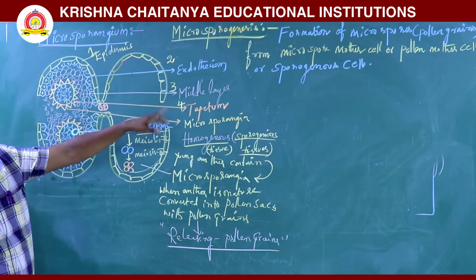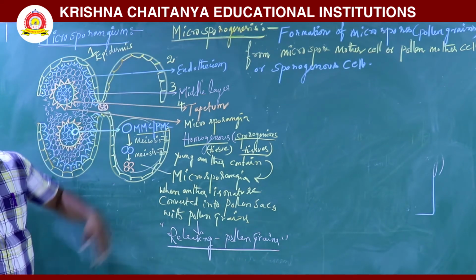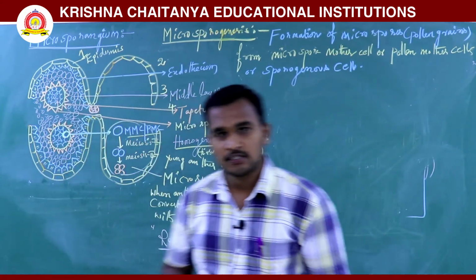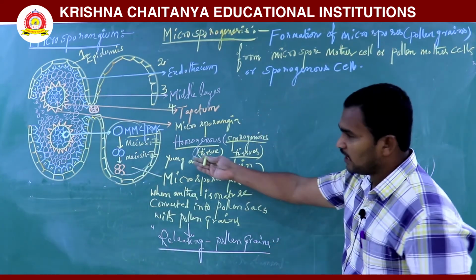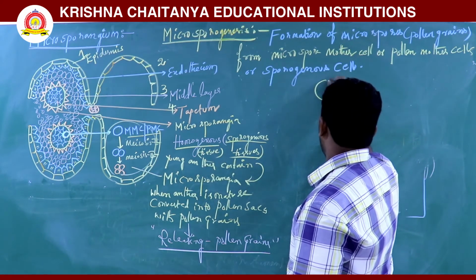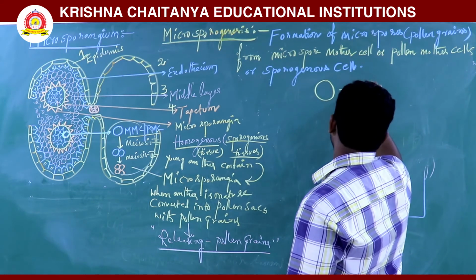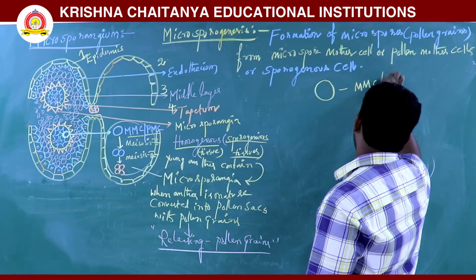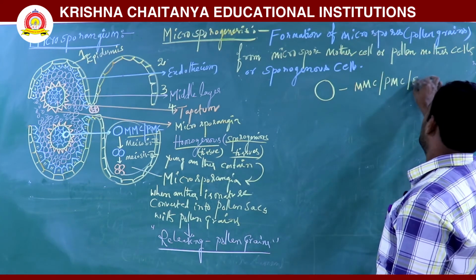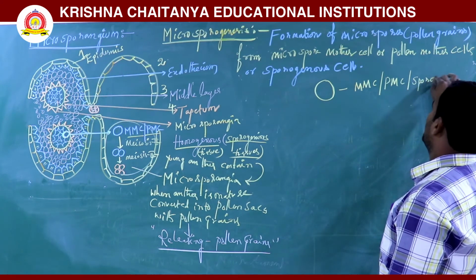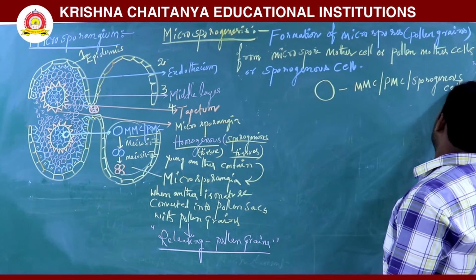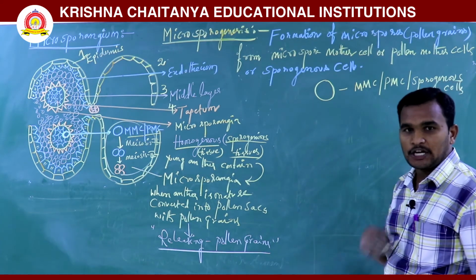Microsporogenesis, we are discussing again. See here, this is one of the microspore mother cells. This is nothing but the MMC, or it is called a PMC, or a sporogenous cell. This cell undergoes division.